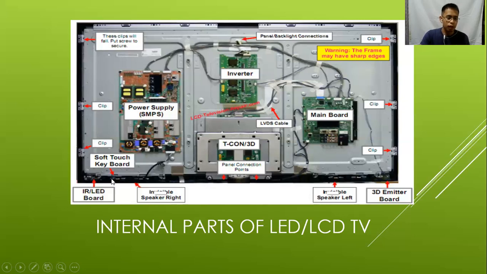Then it also has the soft touch keyboard. Okay, these are for menu, channel, volume, and other accessibility buttons. It also has the IR and LED board. IR is for receiving a transmission or signal from a remote control, and LED might be an indicator of power or standby.